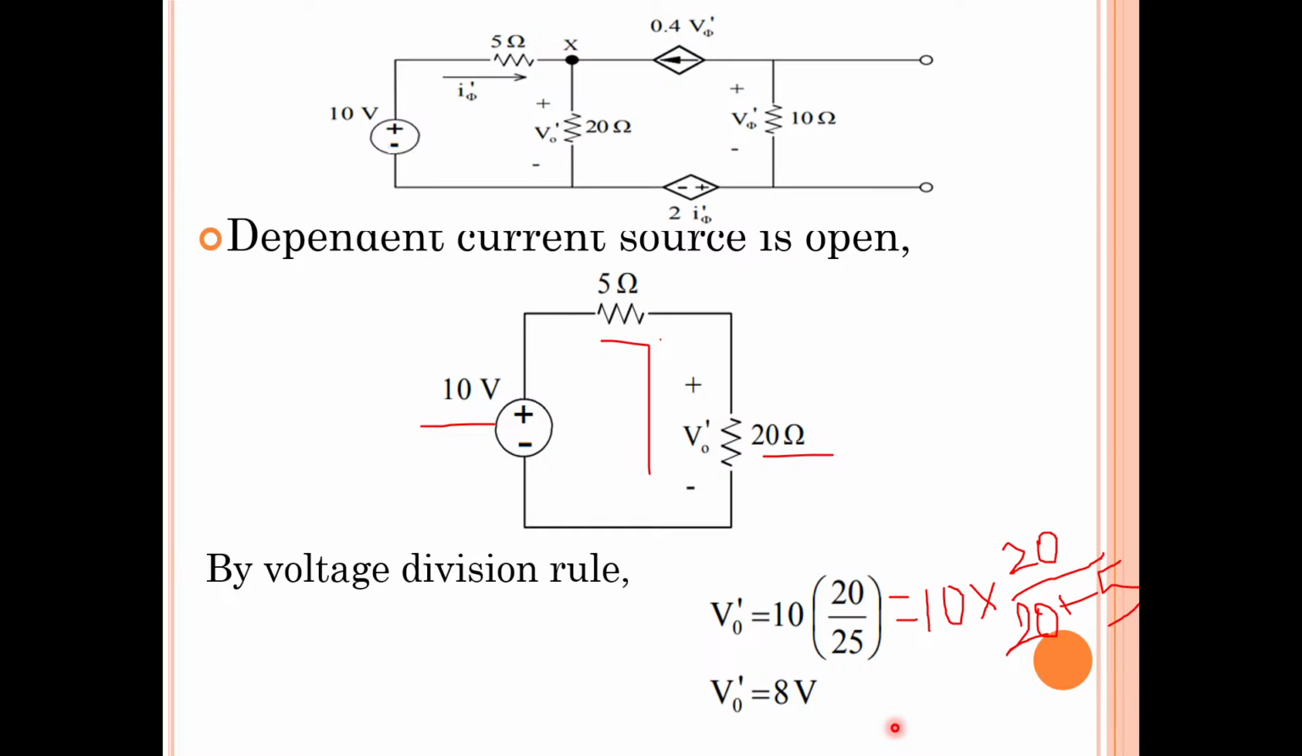So this was our step 1: open circuit the current source. We have determined V naught dash. Okay, now let us proceed further.